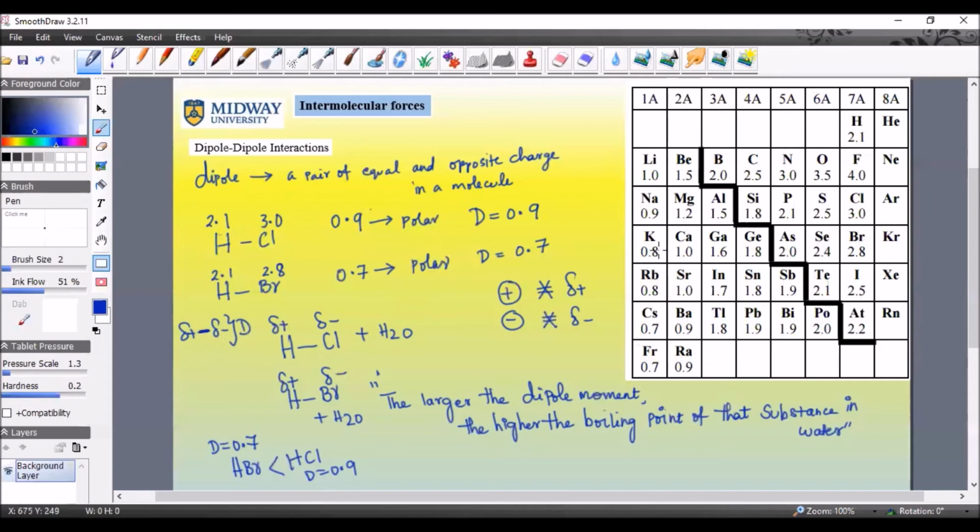All right, I'm going to stop this video here. So the take-home message here is, the larger the dipole moment, the higher the boiling point of that substance in a universal solvent such as water.